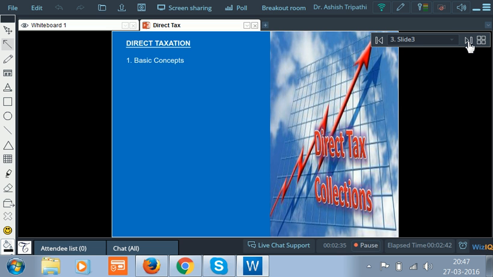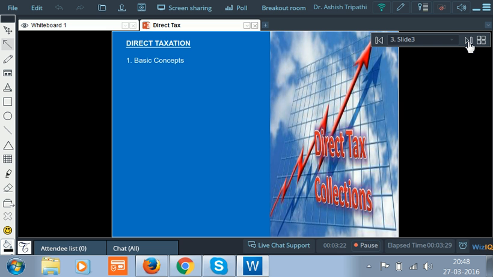Out of those, one is ASSESSEE. As per income tax, the person who pays tax or by whom the tax is payable is termed as ASSESSEE. So ASSESSEE is a term which has been defined under Income Tax Act 1961. So like this, we have so many other terms which we use under direct taxation. So all those terms we are going to learn under basic concept.